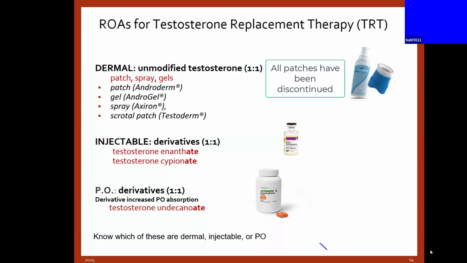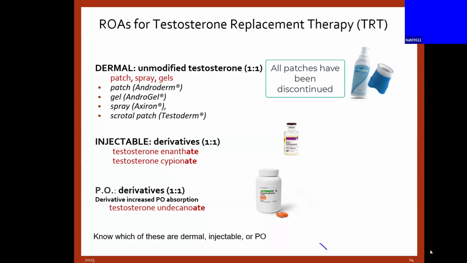So if it's not going to be orally given, if it's going to be a patch, a spray, or a gel that's dermal, you can use testosterone itself. I'm not going to have you memorize the different brand names, but I think they're pretty easy to remember. The gel is called Androgel, and Axiron makes perfect sense because it's like Axe body spray.